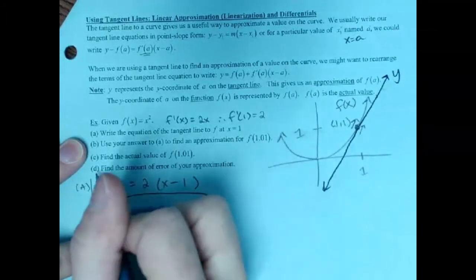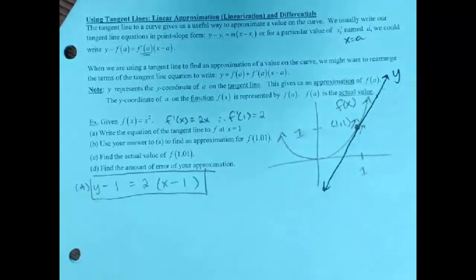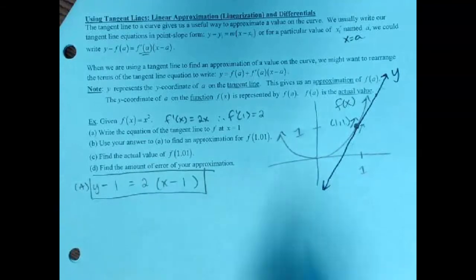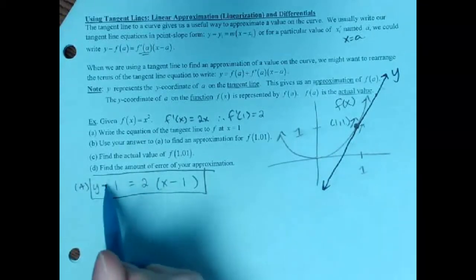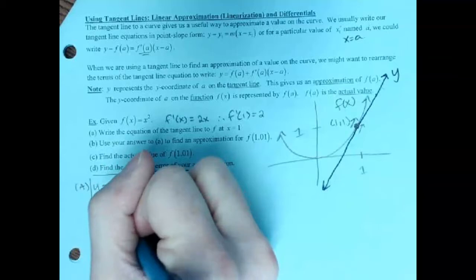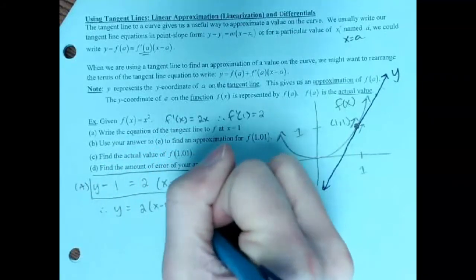However, when we're doing linear approximation, when we're going to be using this tangent line to do something, a lot of the times it's more useful to go ahead and just do the rest of the steps, and get it into y equals. Okay, so I'm just going to move the 1 over. I'm not going to bother distributing the 2. That doesn't make any difference. I'm just going to take this 1 and add it over. So y is going to be equal to 2x minus 1 plus 1.